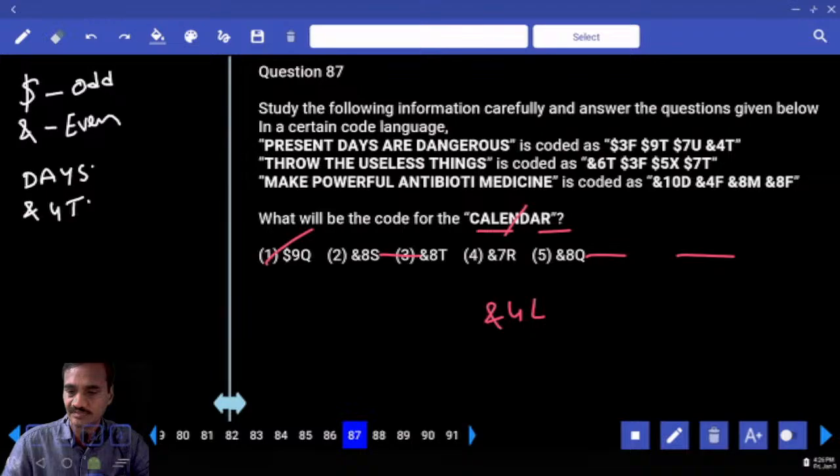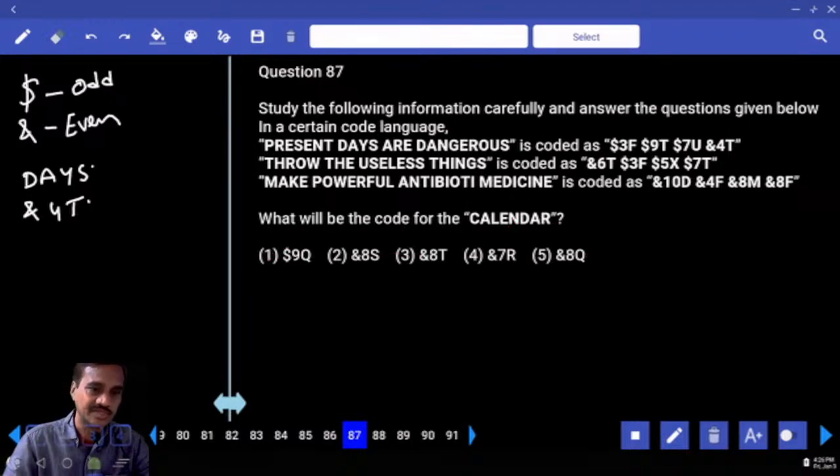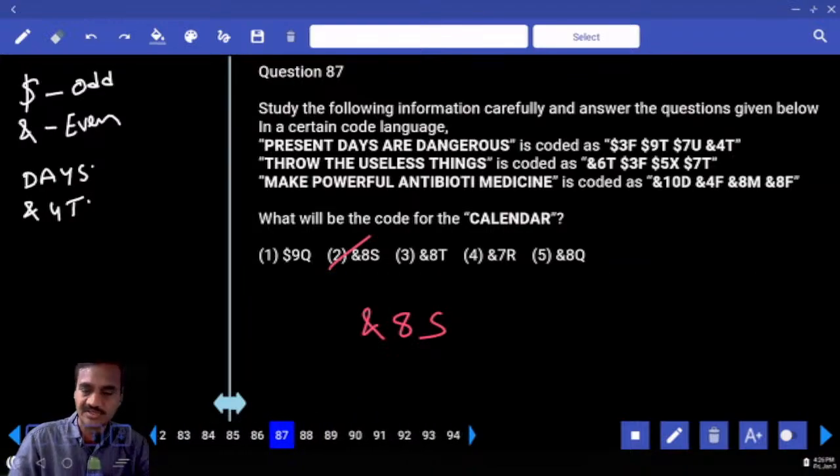And 87. Now we need to find out the code to the word calendar. How many letters? 8. 8 means even. End 8. Then R plus 1, yes. End R and 8, yes. And choice 2, 87. Clear? Then next one, 88 to 92.